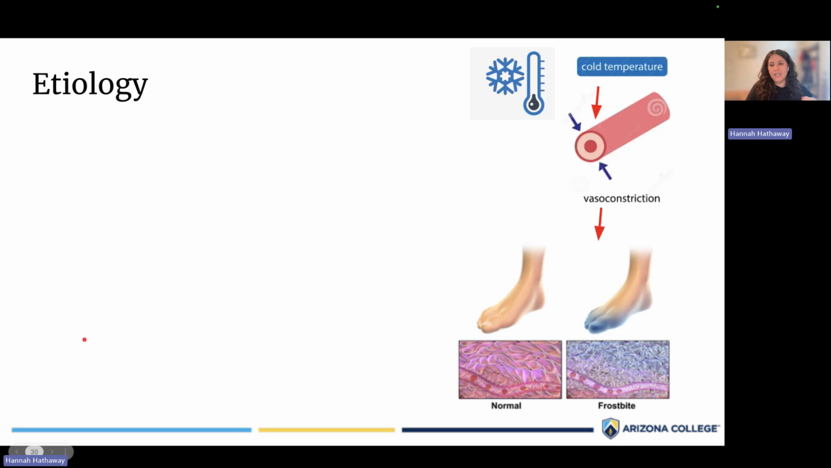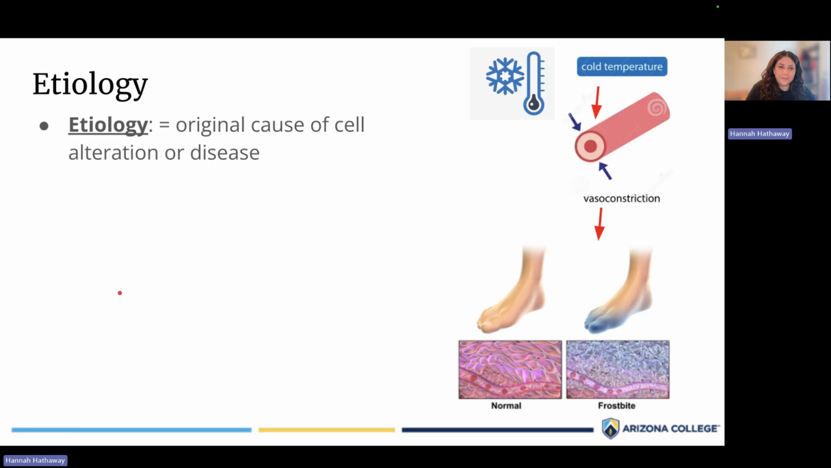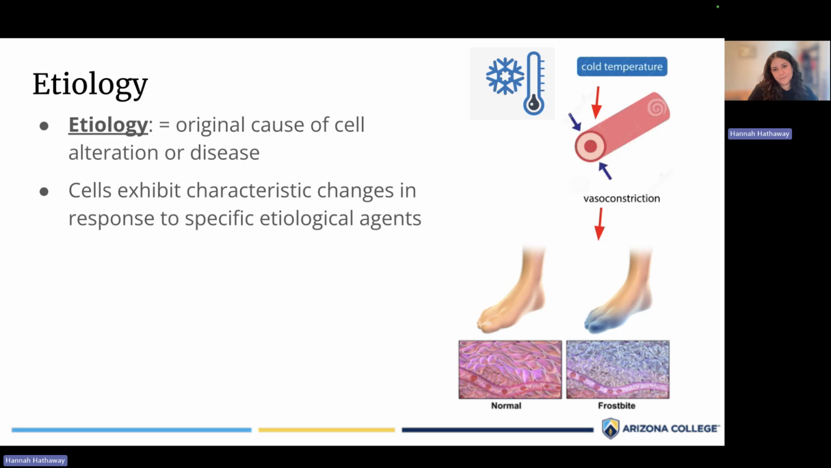Okay. So in this chapter, we learn this really important concept that you're going to use throughout pathophysiology, and that's this idea of etiology. So etiology is the original cause of the problem we're talking about in cells or the disease. So it's like the causative agent. It's important to understand the etiology because cells will do specific things. They have specific patterns and changes they will make in response to specific types of changes, so specific etiologies.